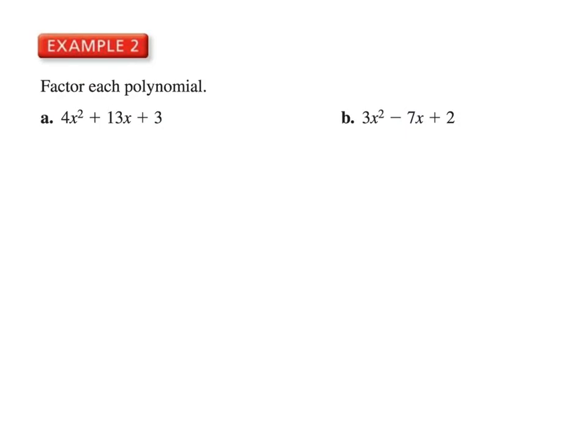All right, for example 2, notice that we have polynomials of the form ax squared plus bx plus c, where a does not equal 1. Now if you look at all these terms here, there's no greatest common factor. We can't factor anything out. Same with this polynomial. So what do you do then? We're going to apply the big X method, but it's a variation of it.